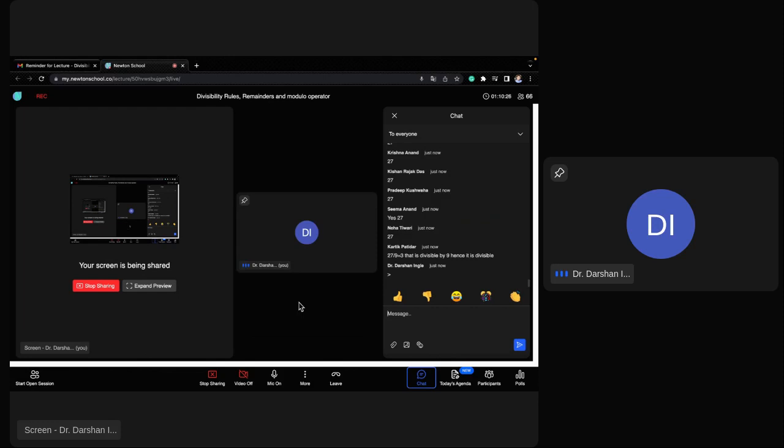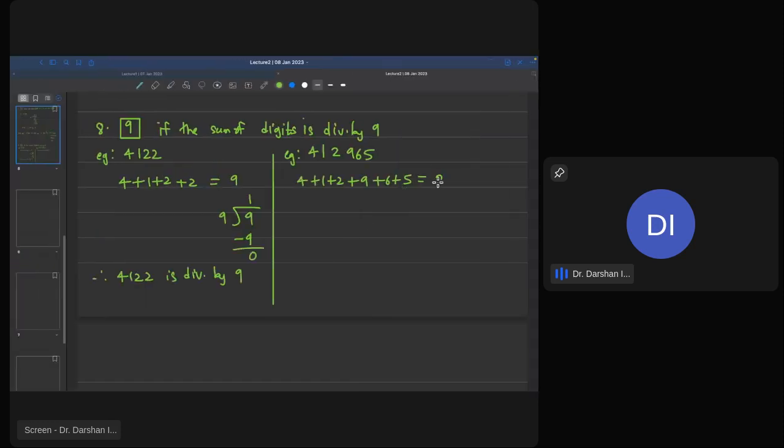Okay, 27, and you solved it as well. Very good. 27 divided by 9, 9 threes are 27, remainder 0, and therefore 412,965 is divisible by 9. Good.